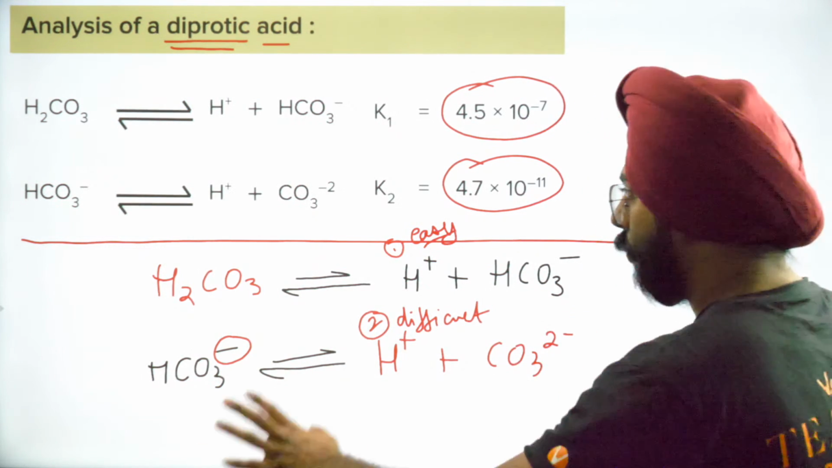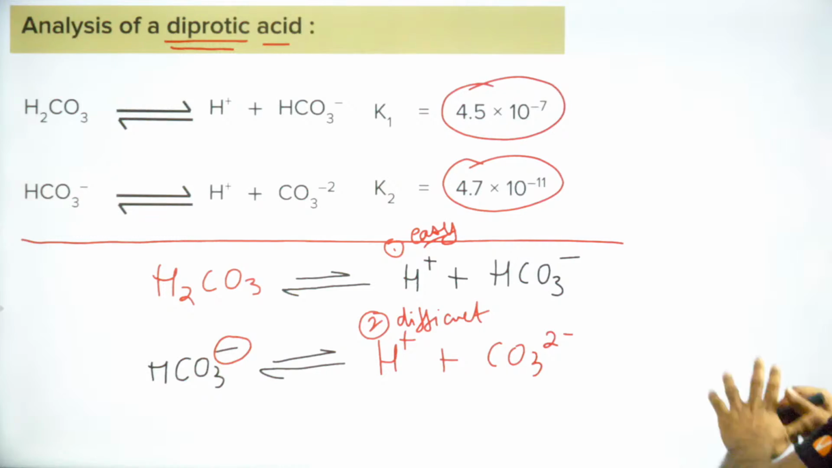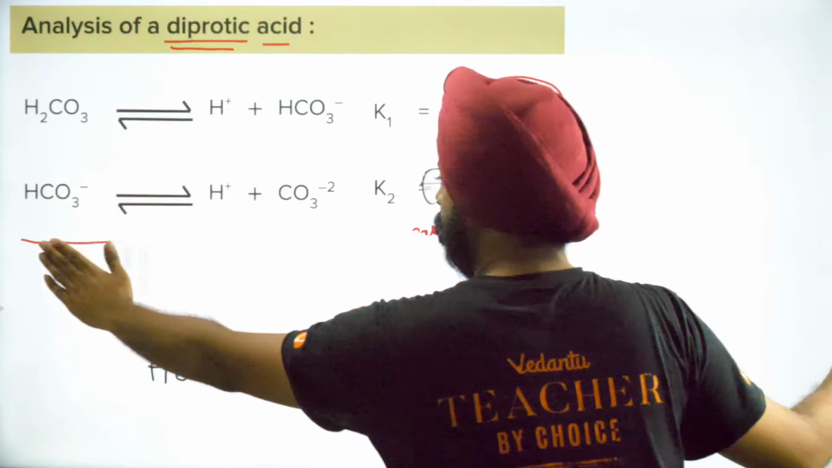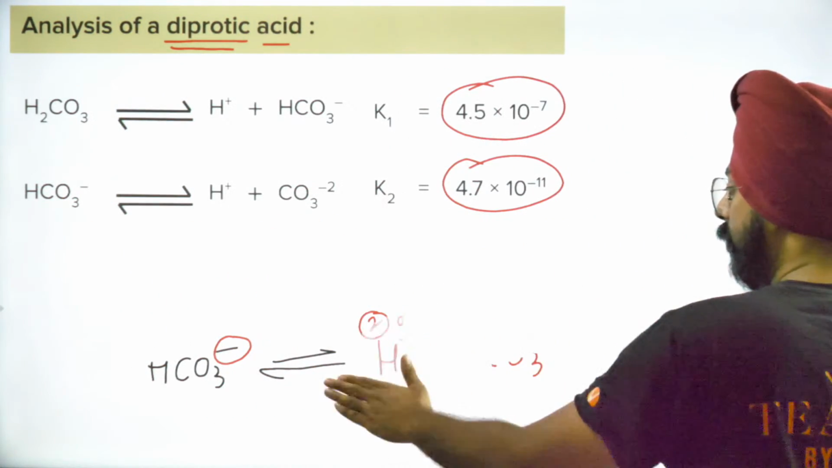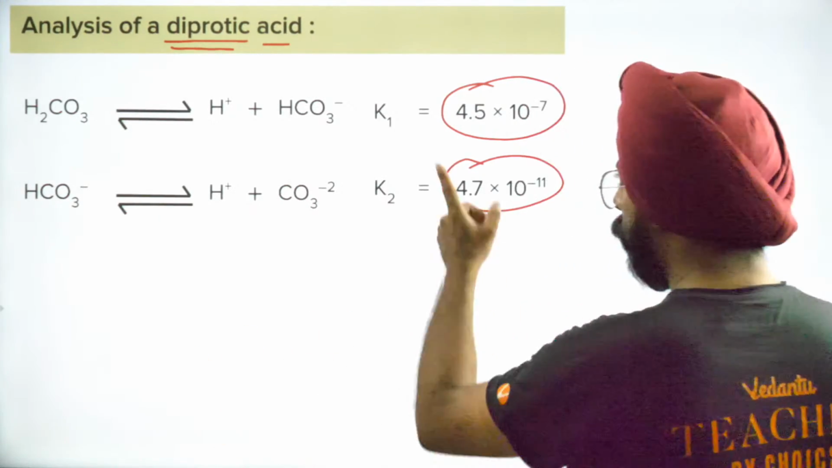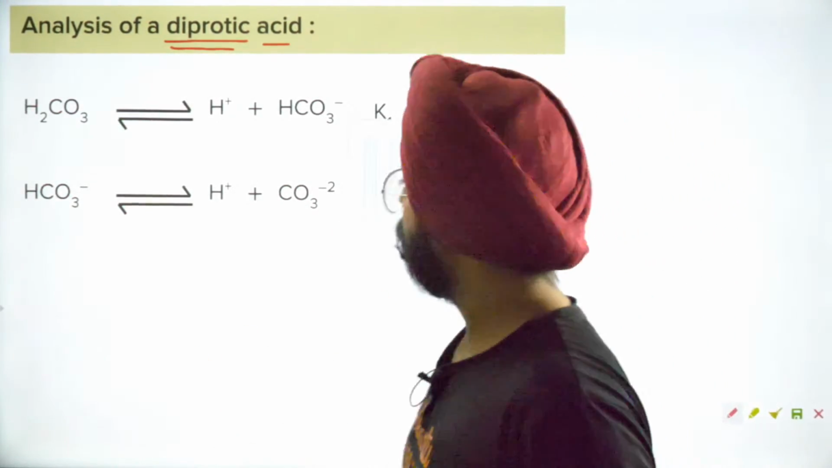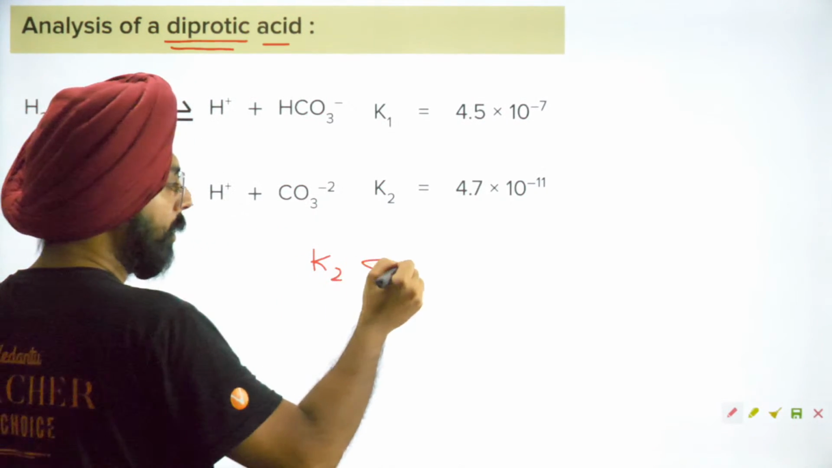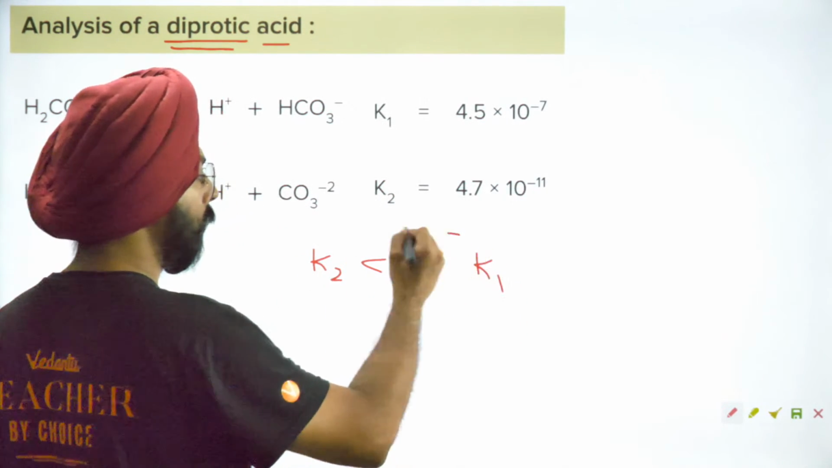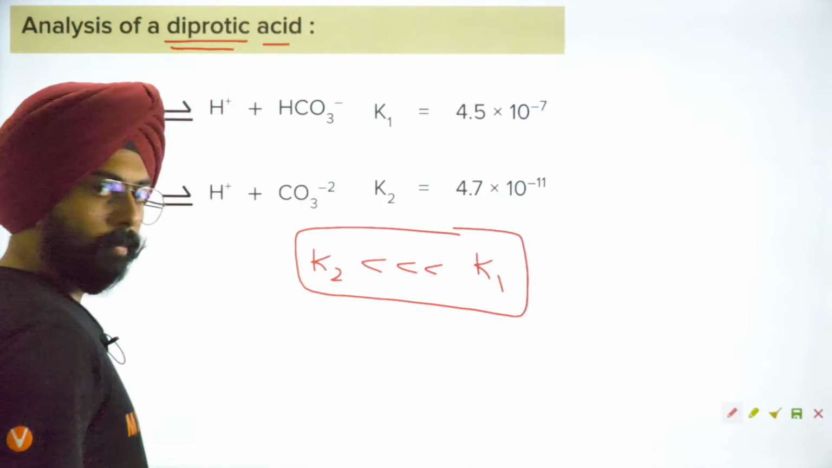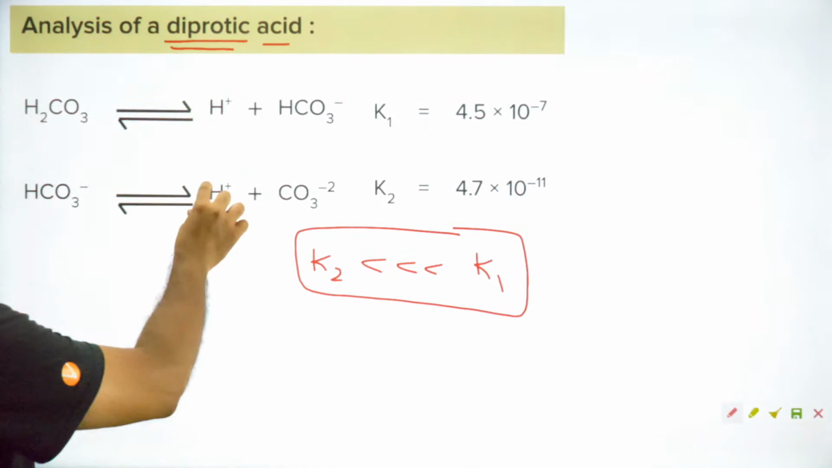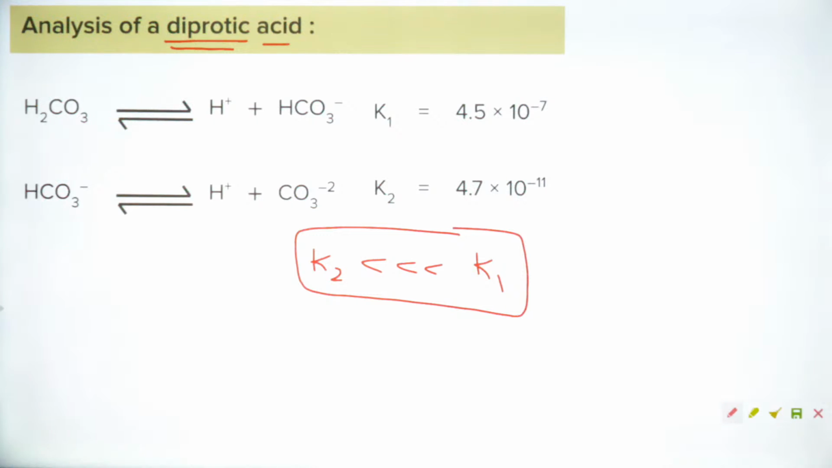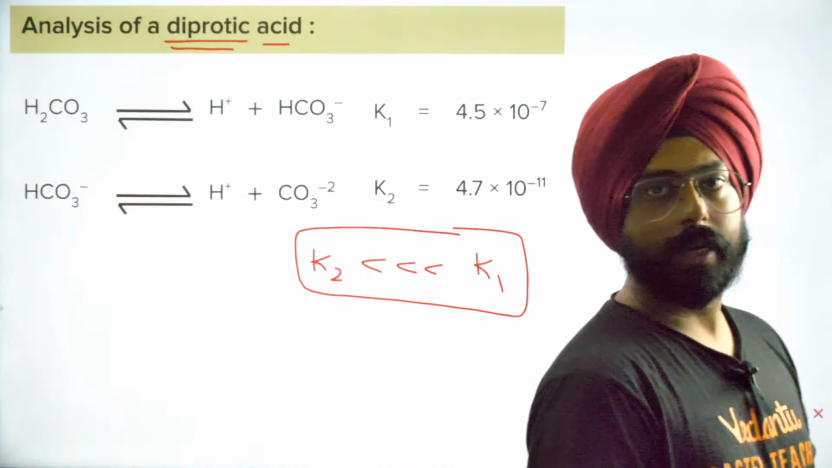ठीक है. So this entire thing is written over there. I'm going to erase whatever I have written over here, and let's observe the mathematical idea. What's the mathematical idea? The mathematical idea over here is that K2 is much less compared to K1, because it is very difficult to abstract the second proton from an already negatively charged species. ठीक है, ज़्यादा जोर लग जाएगा.